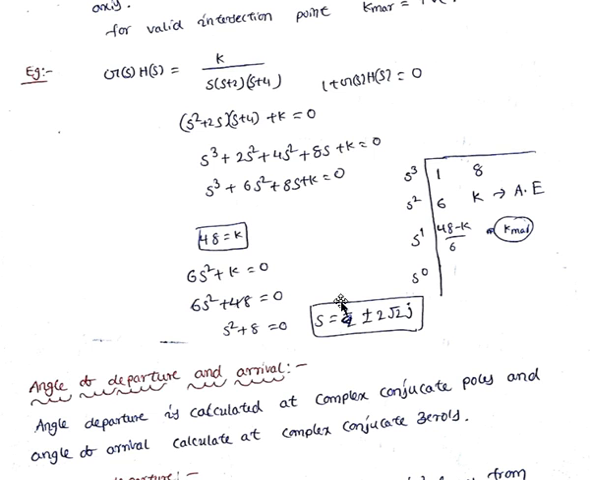Always this intersection point is plus or minus. Plus or minus indicates the root locus is symmetrical about the real axis: one in the upper half of the s plane, one in the lower half of the s plane. Since the root locus is symmetrical about the real axis, we already discussed in the first point. Now coming to the next one, angle of departure or angle of arrival.